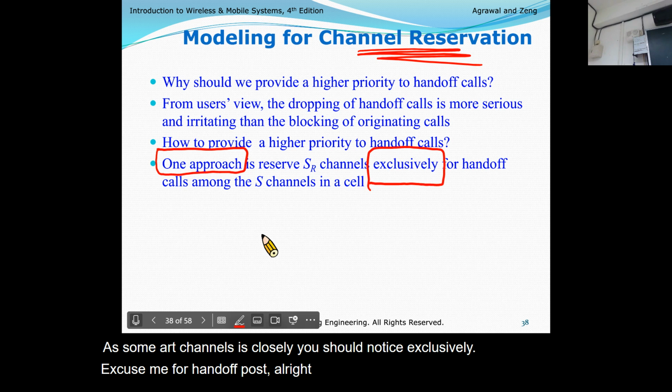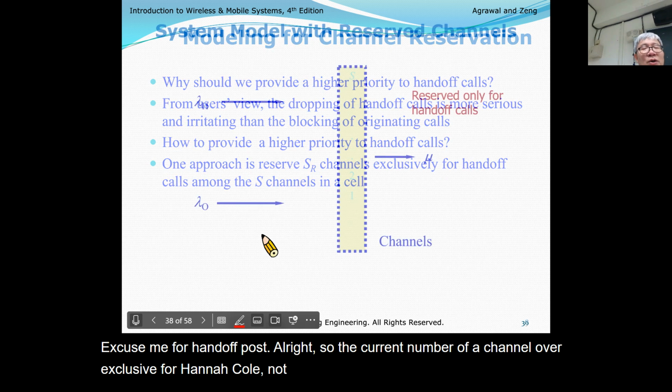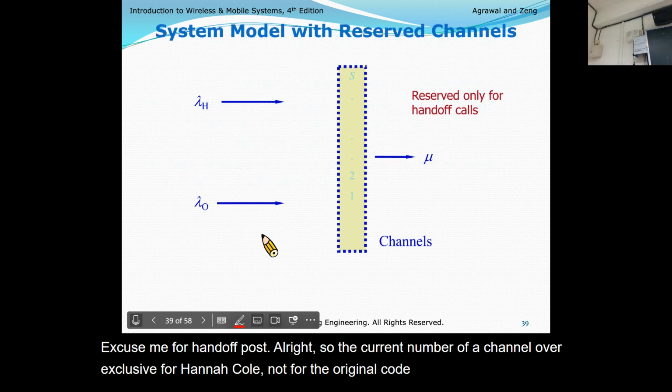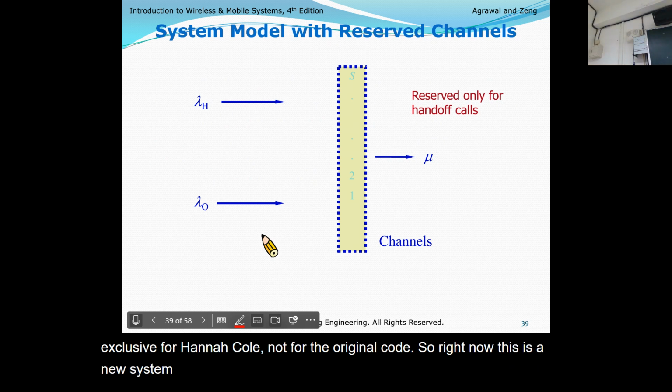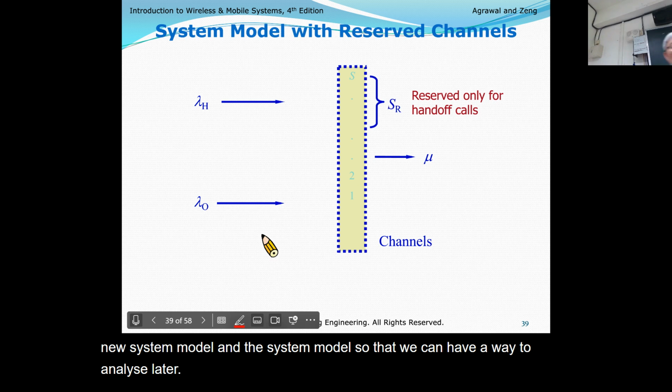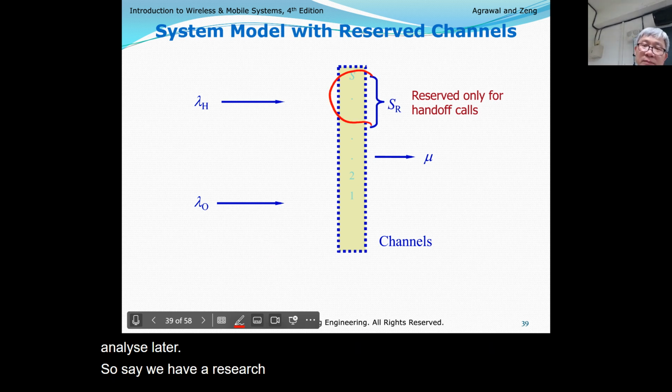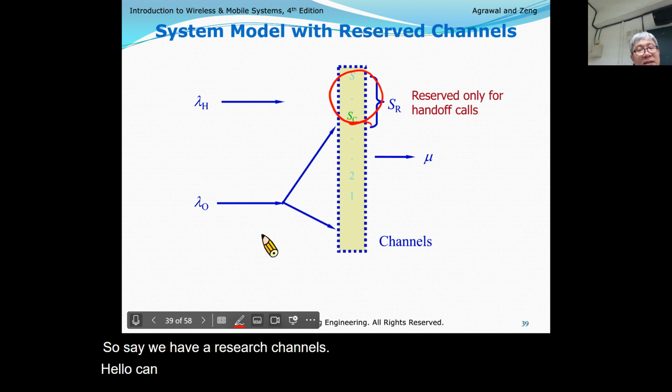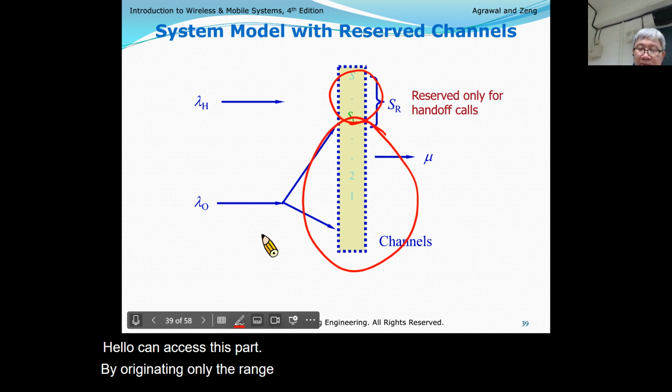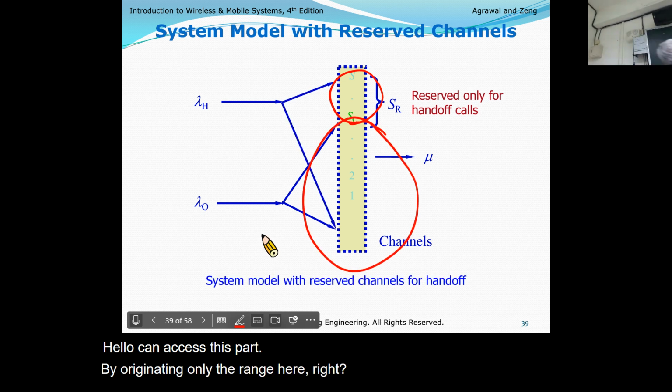The current number of channels is offered exclusively for handoff code, not for the originating code. So right now, this is a new system model, so that we can have a way to analyze later. Say we have reserved channels. Handoff can access this part, but originating only the range here. So handoff covers both, and that's all.